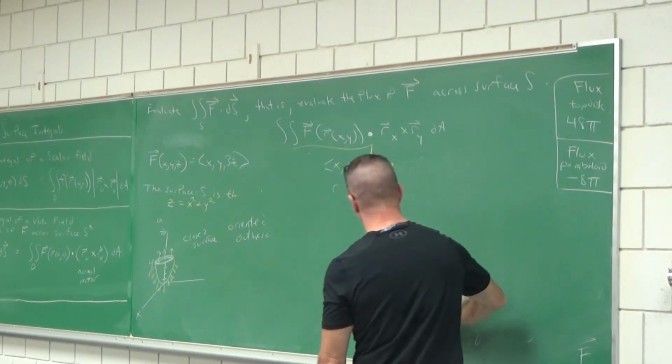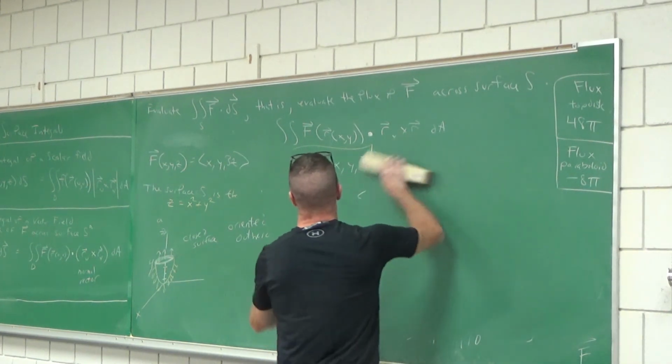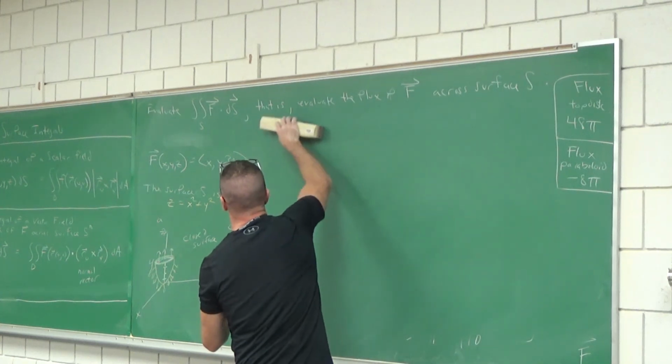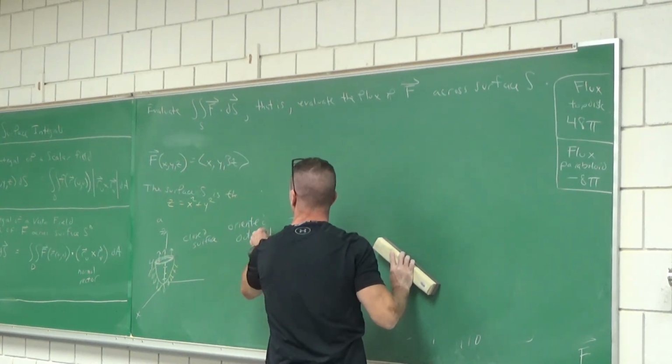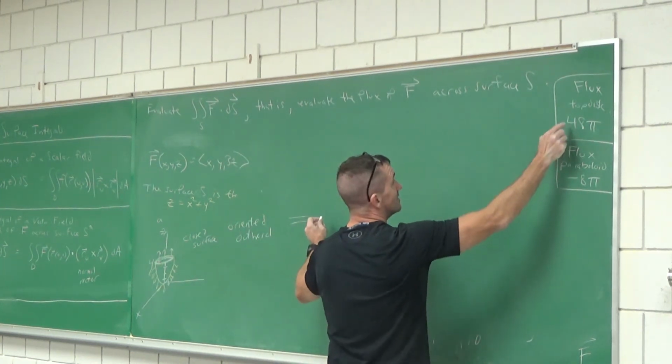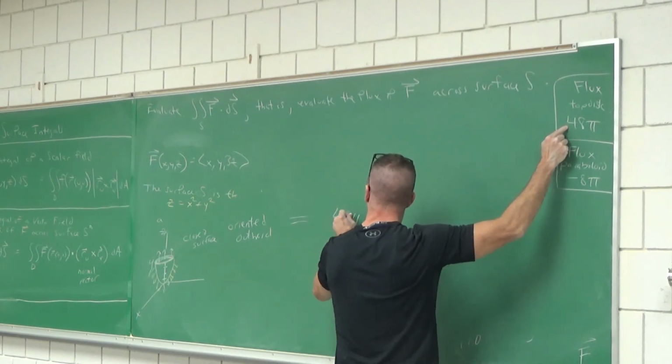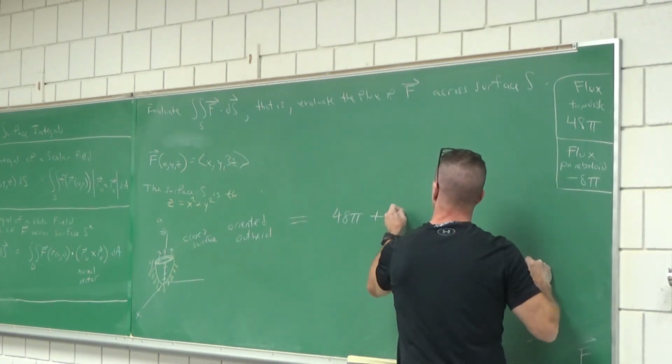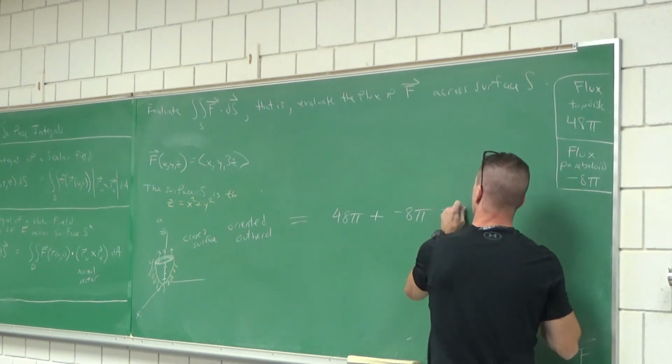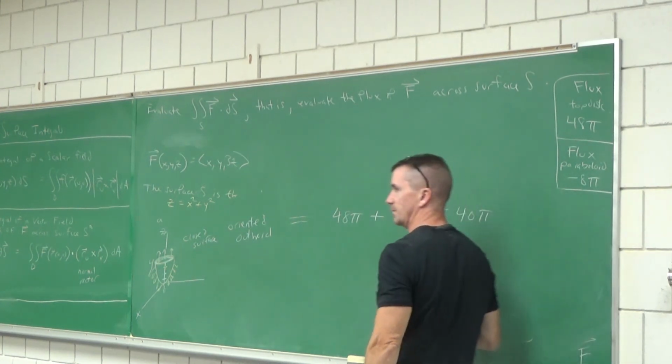That's the idea. So this problem's easy. I don't have to do all that. Oriented outward. It was the what? Plus negative 8. And what do you get? 40 pi.